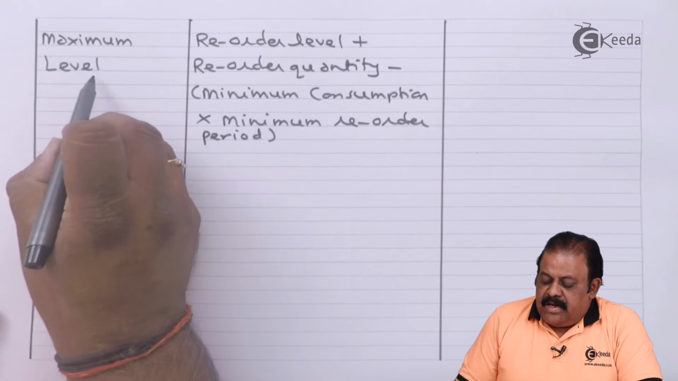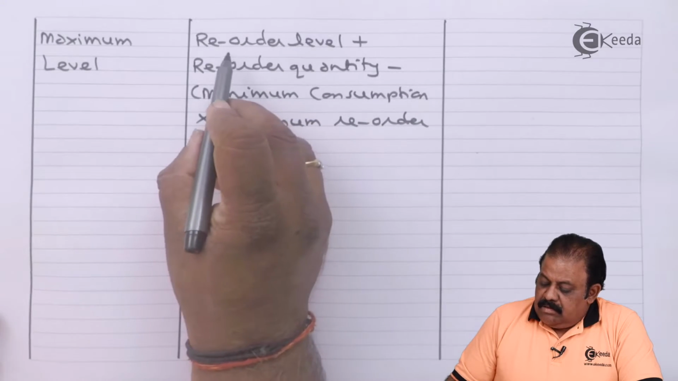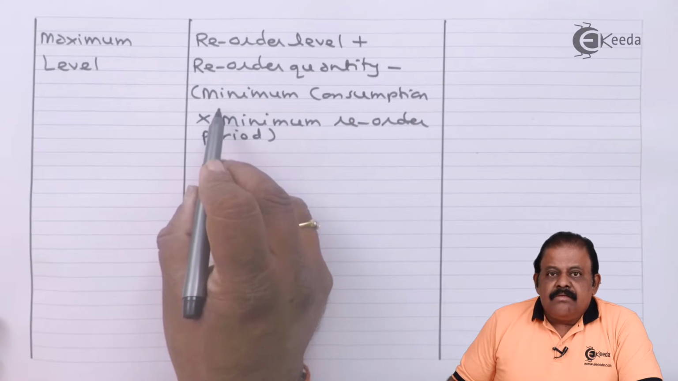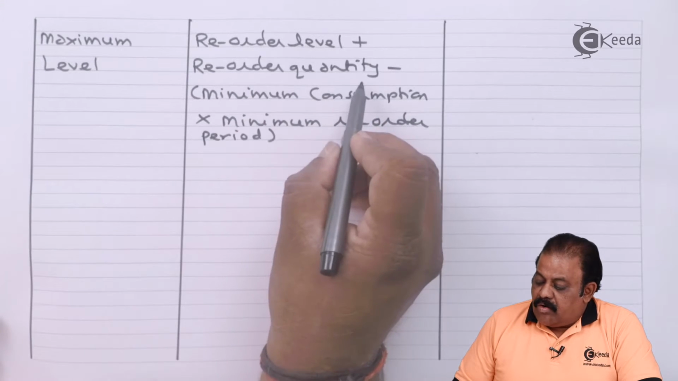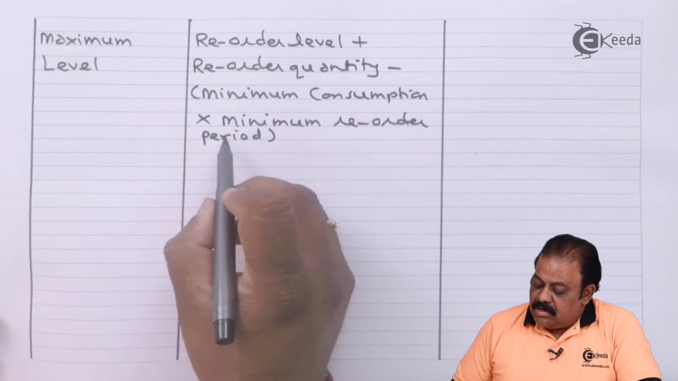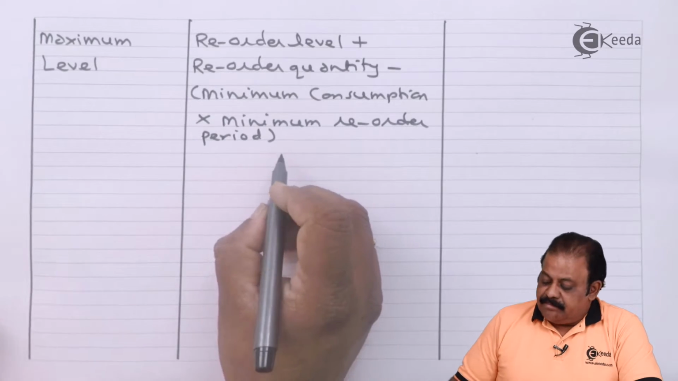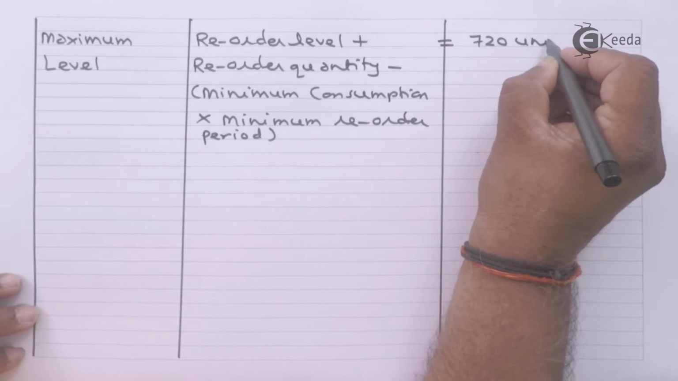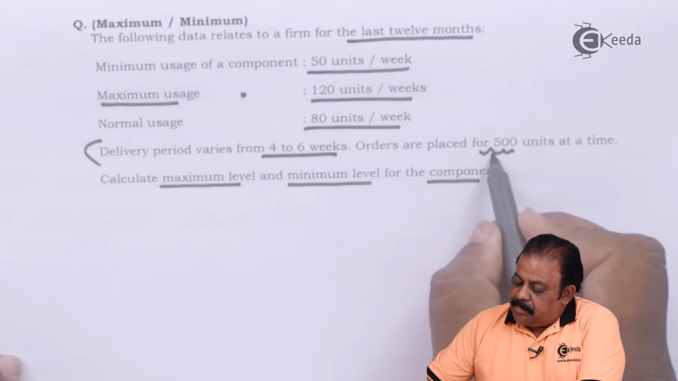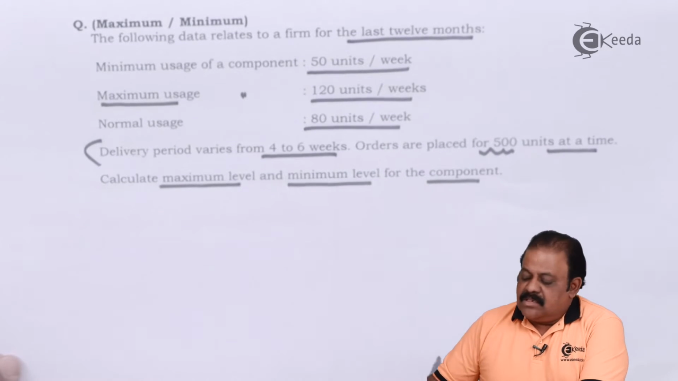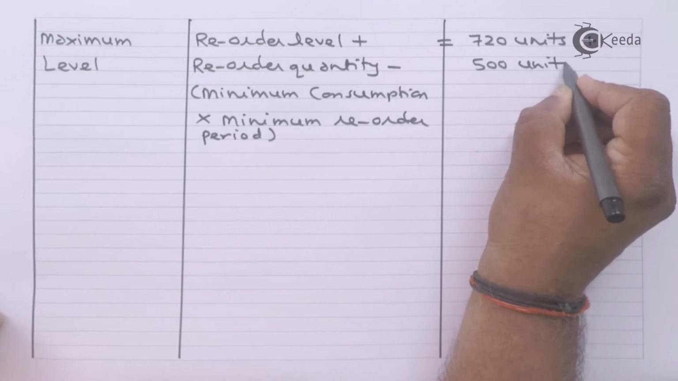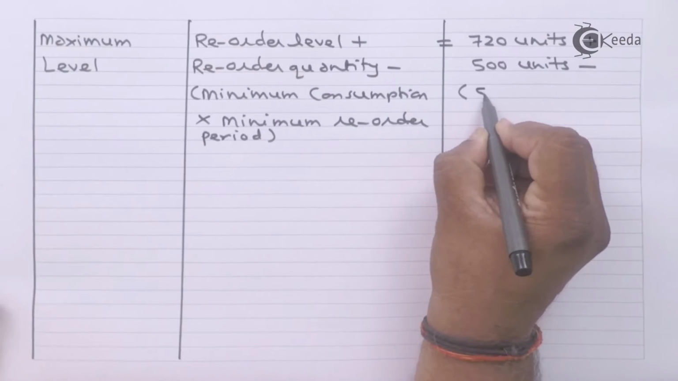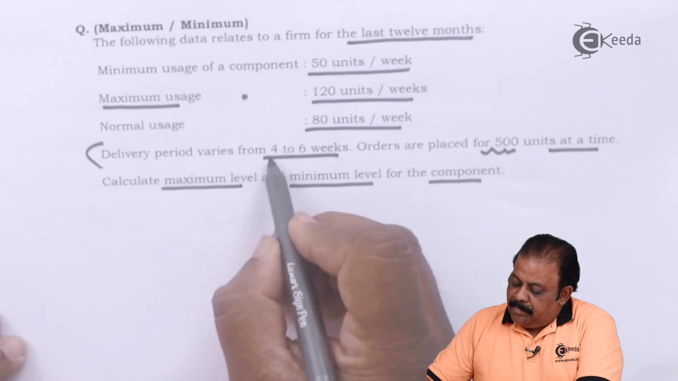We can calculate maximum level of materials: reorder level plus reorder quantity minus, in bracket, minimum consumption multiplied by minimum reorder period. Reorder level we have calculated 720 units. It is given in the question orders are placed for 500 units at a time. This is reorder quantity. Minus, in bracket, minimum consumption. Minimum consumption we have 50 units. Minimum period 4 weeks.